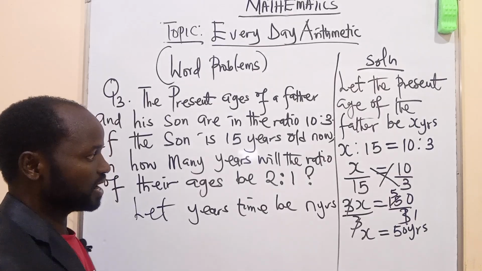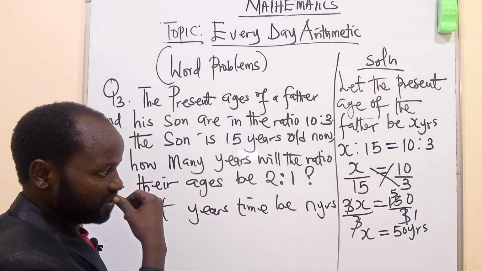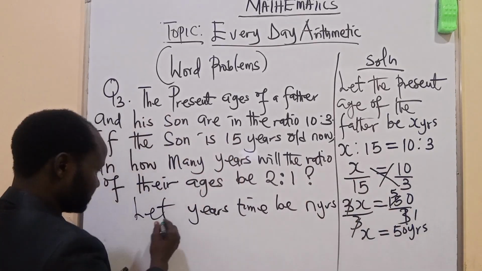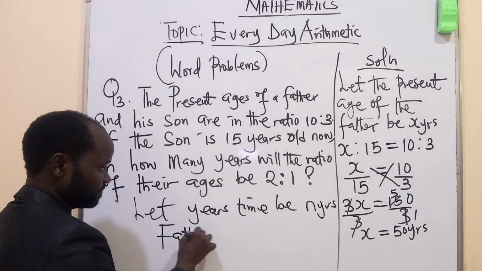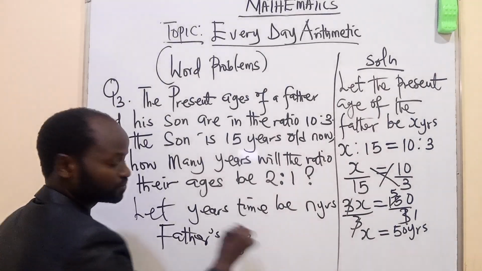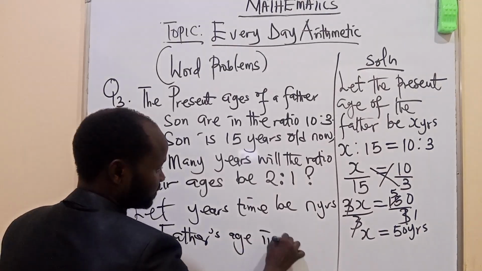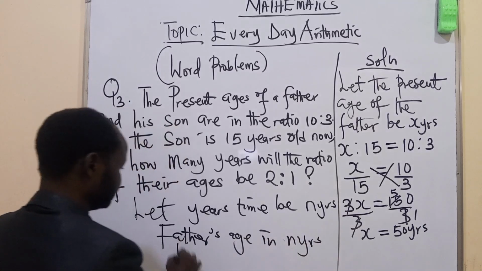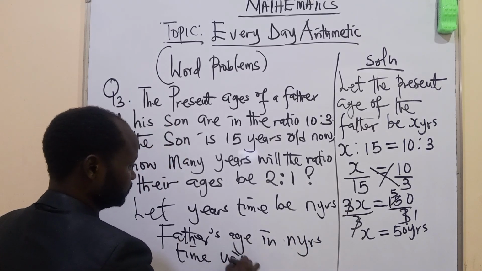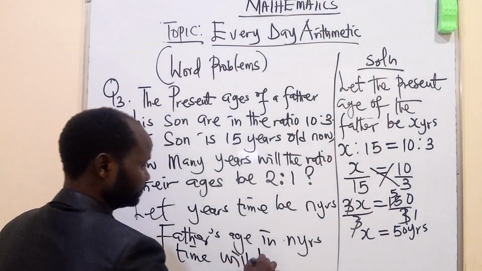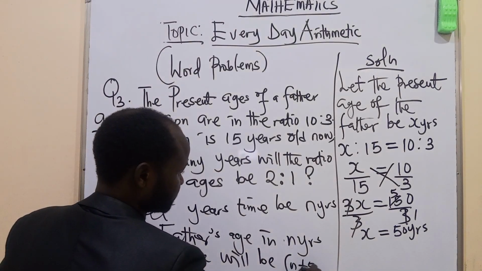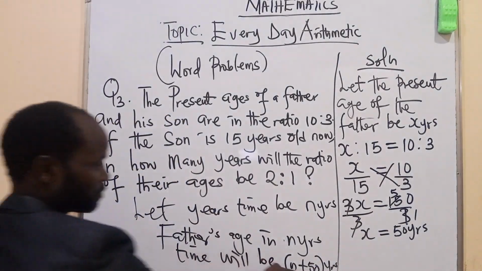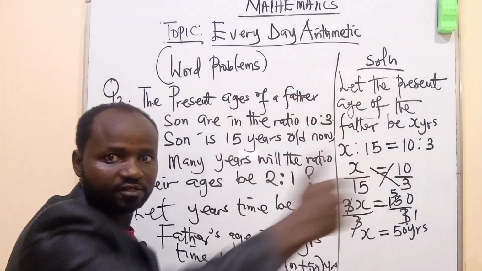Very important. In n years time, the father will be his present age plus n. Father's age in n years time will be n plus 50 years. That is his present age plus n years time.